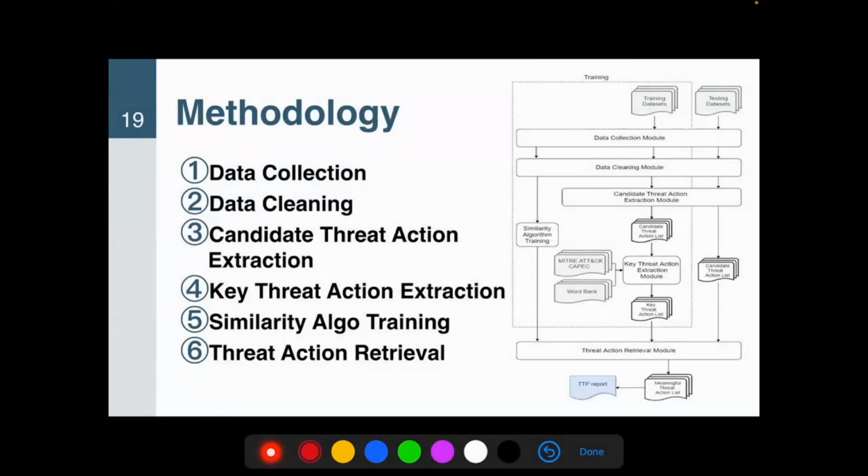So the methodology can be listed into the following 6 steps: data collection, data cleaning, and extracting candidate threat actions. And above that, we need to extract key threat actions, because those candidate threat actions might not be security relevant. So we try to build a list of action verbs to compare so that we can extract key threat actions. And through the similarity algorithm, we can extract threat actions from an article.